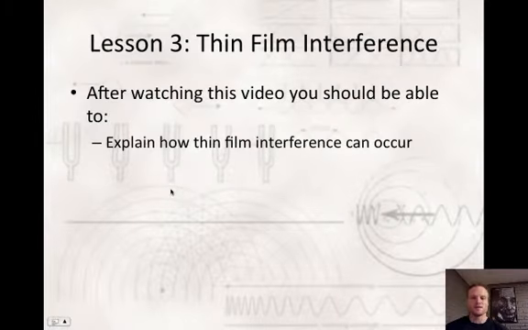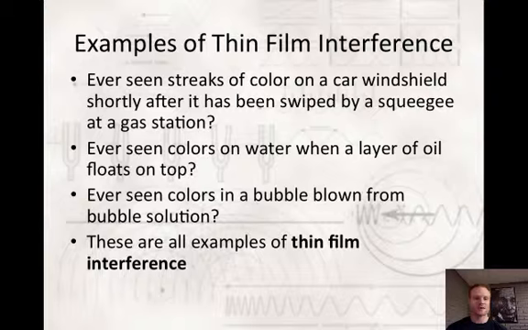In today's video, we'll be talking about thin film interference. After watching this video, you should be able to explain how thin film interference can occur. All right, so let's get right to it. So what the heck is thin film interference?